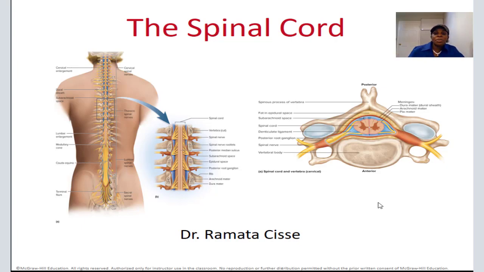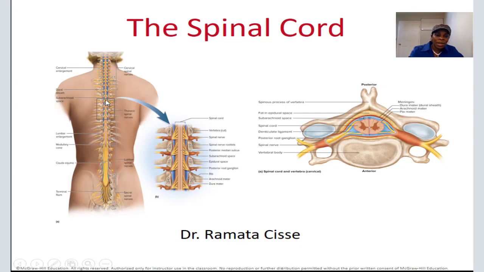The central nervous system is made of the brain and spinal cord, and the peripheral nervous system is made of the nerves that come out of the brain and come out of the spinal cord. If a nerve comes out of the brain, we call it a cranial nerve. We have 12 of those. If it comes out of the spinal cord, we call it a spinal nerve, and we have 31 of those.